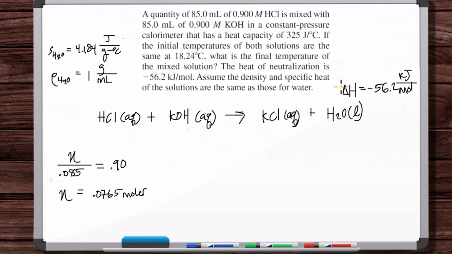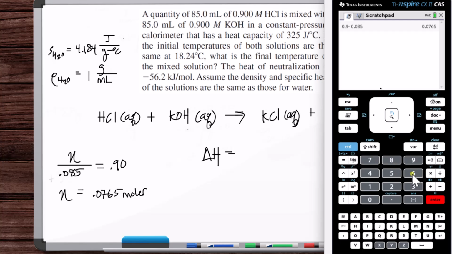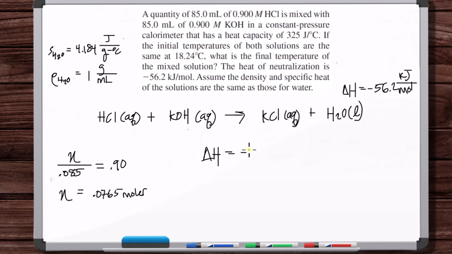This is given off. So what we need to do is multiply this times 0.0765. If this was just 1, if we started with 1 mole of HCl, we just multiply by 1. But now we're going to multiply by 0.0765. So the delta H is equal to 56.2 times this, 4.30. Okay? So this is the amount of heat given off as a result of this reaction here.